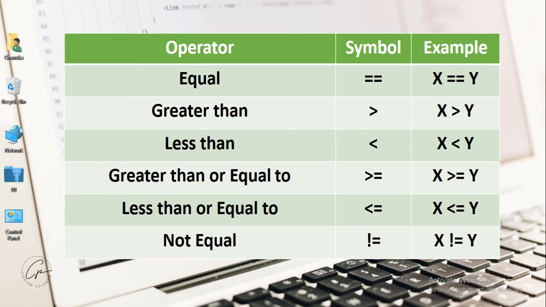Characters are valid operands since they are represented by numeric values. Strings cannot be compared using the comparison operators. C++ provides separate functions to compare strings.